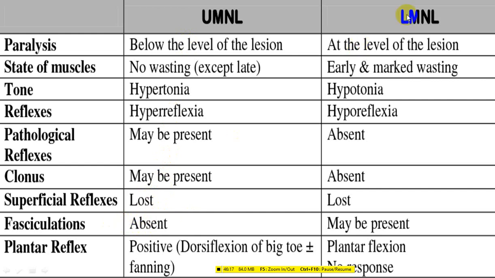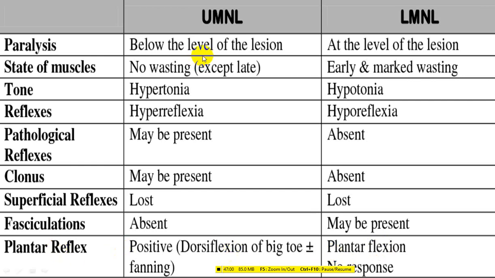But in a lower motor neuron lesion, at the level of damage, you will have complete hypotonia, hyporeflexia, reflex is absent, marked wasting, and in a wasted muscle, you will see fasciculation. Superficial reflex at the level of damage will be lost. Plantar reflex will be normal in lower motor neuron lesion, and if there is damage at the level of alpha S1, plantar reflex will be absent. Otherwise, if the damage is below the level of S1, plantar reflex will be preserved.